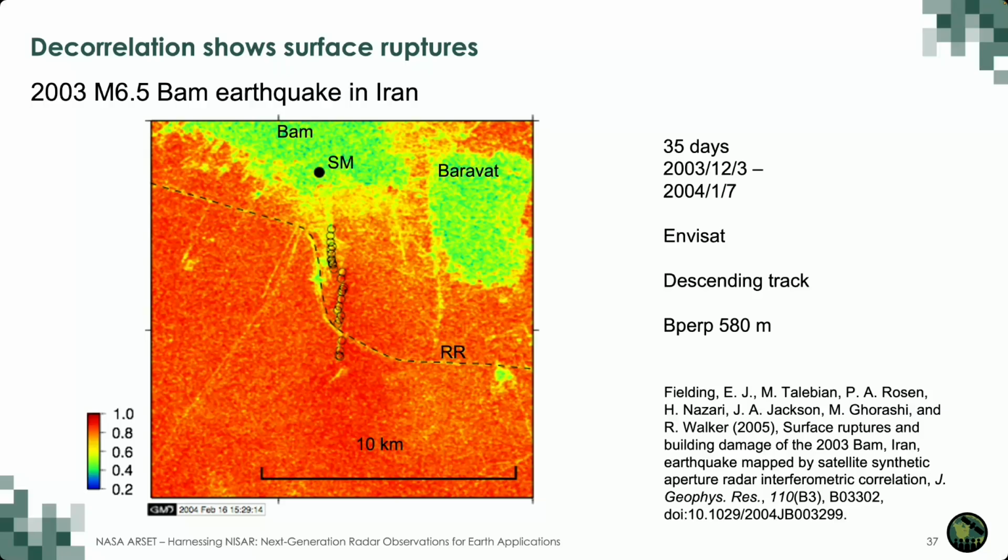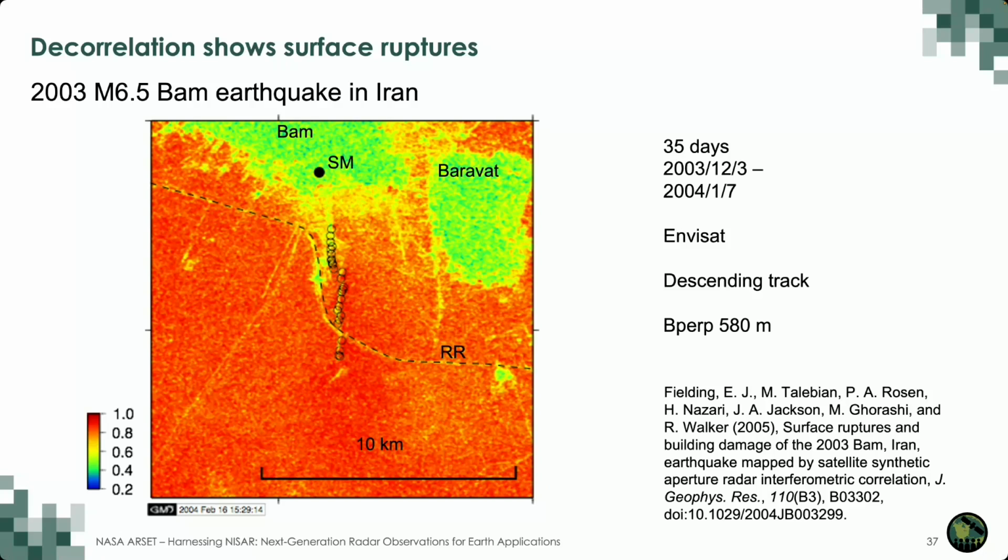And in this particular case, there was this horrible, devastating earthquake in the city of Bam in Iran, magnitude 6.5 in December 2003. This was just after the Envisat satellites started operations, so we were able to get this Envisat interferogram, and one of the things we noticed when we first made the interferogram is that the correlation or coherence had this line extending south from the city.